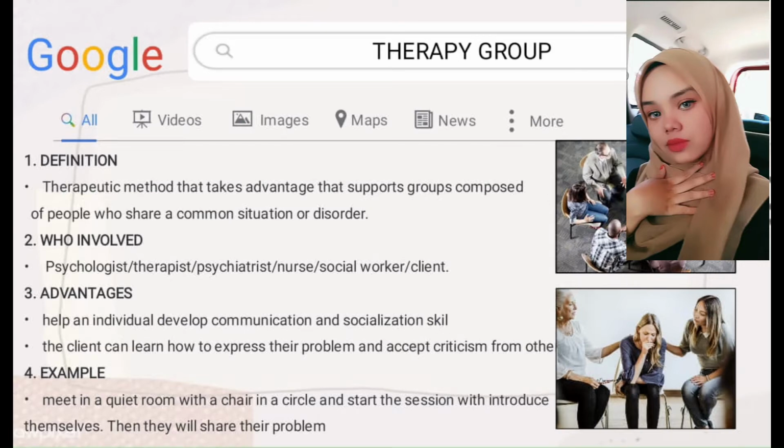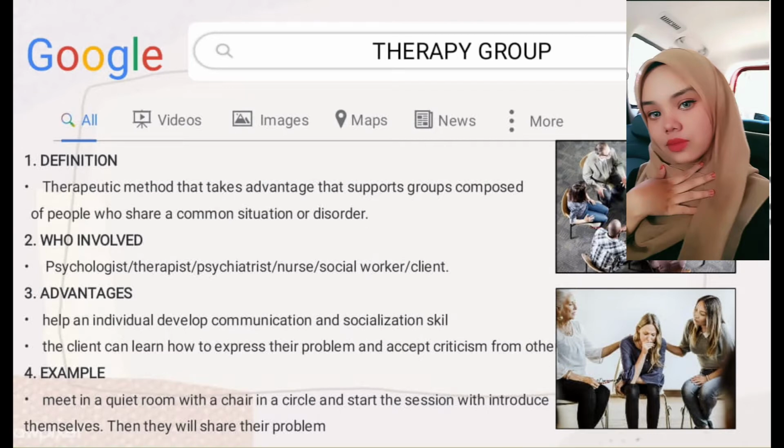Group therapy has no direct physical benefit. It focuses on providing emotional support to all members of the group. Those involved in group therapy are psychologists, therapists, psychiatrists, nurses, social workers, and clients. The advantage of group therapy is that it helps individuals develop communication and socialization skills and allows clients to learn how to express their problems and accept criticism from others.